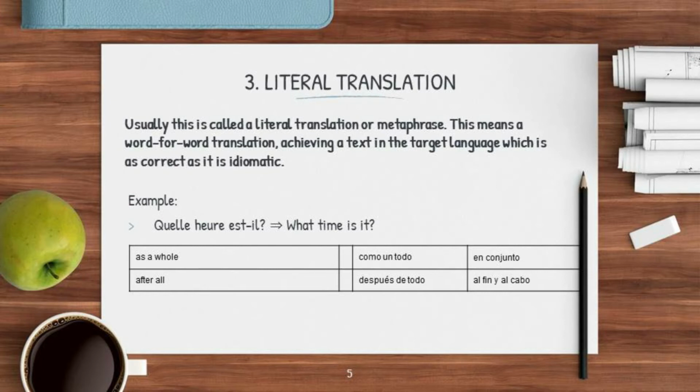3. Literal translation. Usually this is called literal translation or metaphrase. This means a word for word translation, achieving a text in the target language which is as correct as the idiomatic. Example, ¿qué hora es? What time is it? As a whole es como un todo, pero una traducción literal sería esa. En conjunto, after all, después de todo, pero más se refiere a decir como al fin y al cabo.